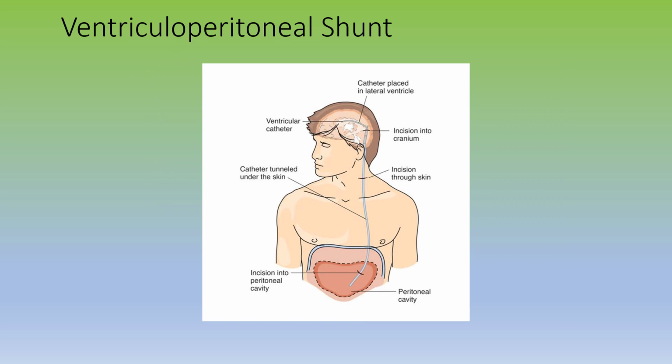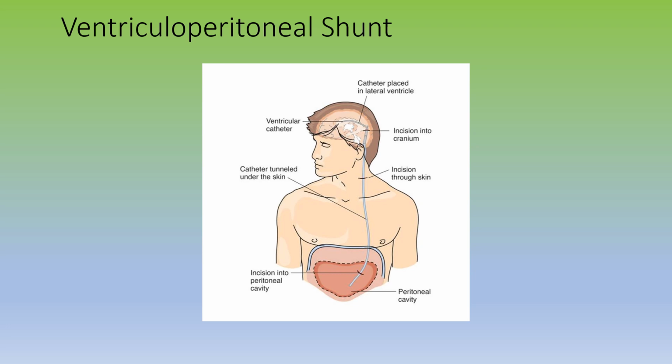So here's another procedure that can be done. It's called ventriculoperitoneal shunting. It is a surgery to treat excess cerebral spinal fluid in the ventricles of the brain. So the procedure is done as follows. Usually an area of the hair on the head is shaved, and it may be behind the ear or on top of the back of the head.